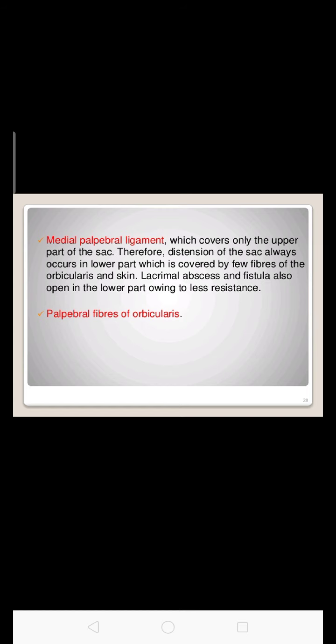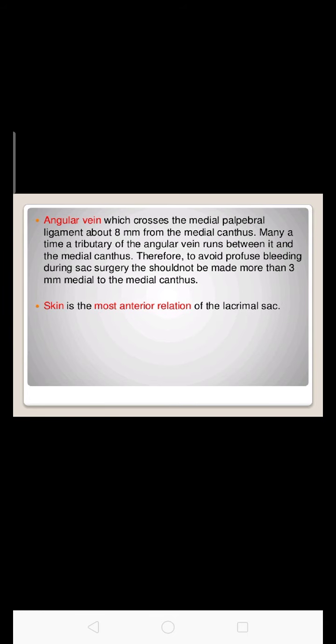And then we have the palpebral fibers of orbicularis. Angular vein, which crosses the medial palpebral ligament about 8 mm from the medial canthus. Many a time, a tributary of the angular vein runs between it and the medial canthus. Therefore, to avoid profuse bleeding during sac surgery, the incision should not be made more than 3 mm medial to the medial canthus. Otherwise, you will injure the angular vein.